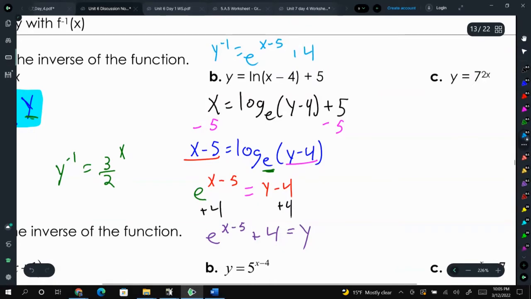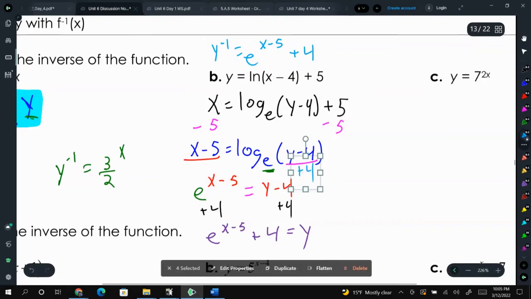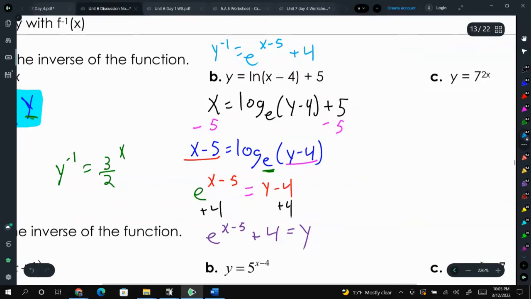A couple of mistakes that students will most likely make is adding the 4 to this exponent up here. Nope, they're separate things. Or right here, trying to add 4 before changing it to exponent form. If it's in the parentheses, we can't touch it. Only things outside the parentheses can we touch.